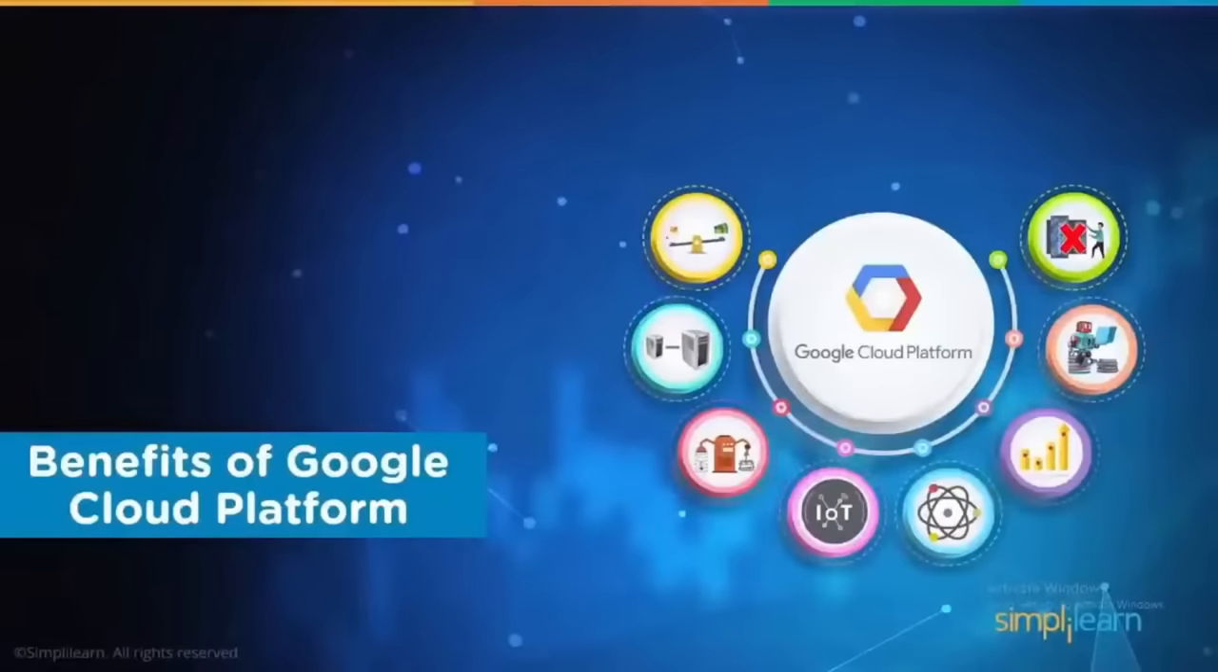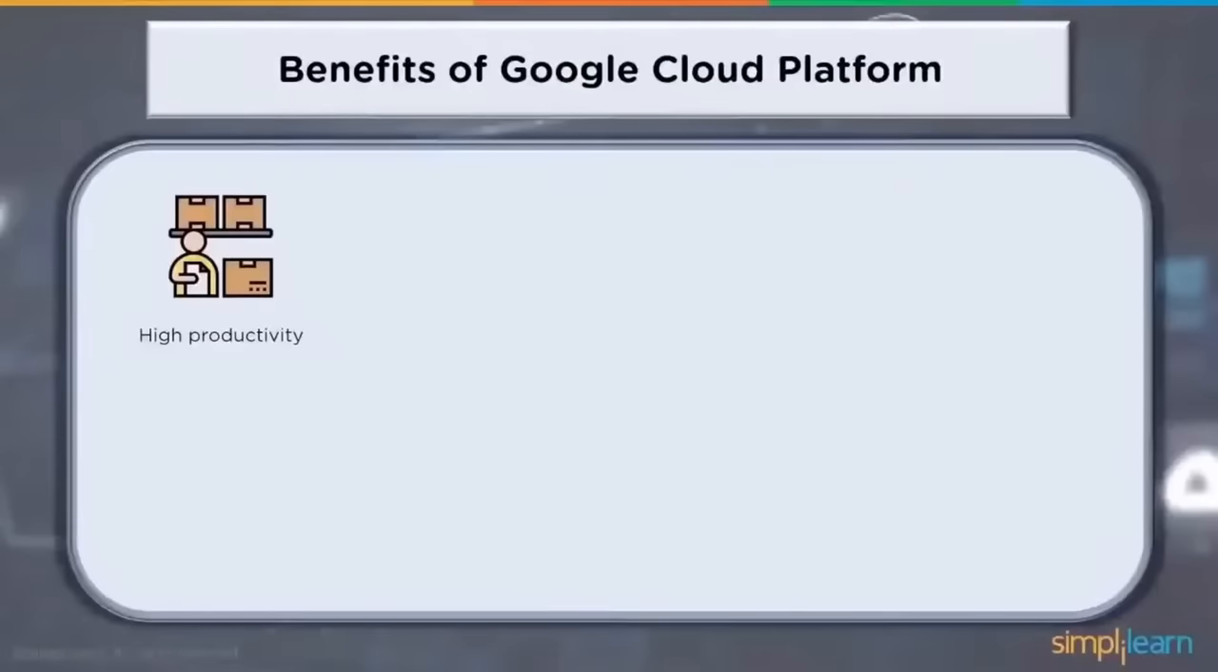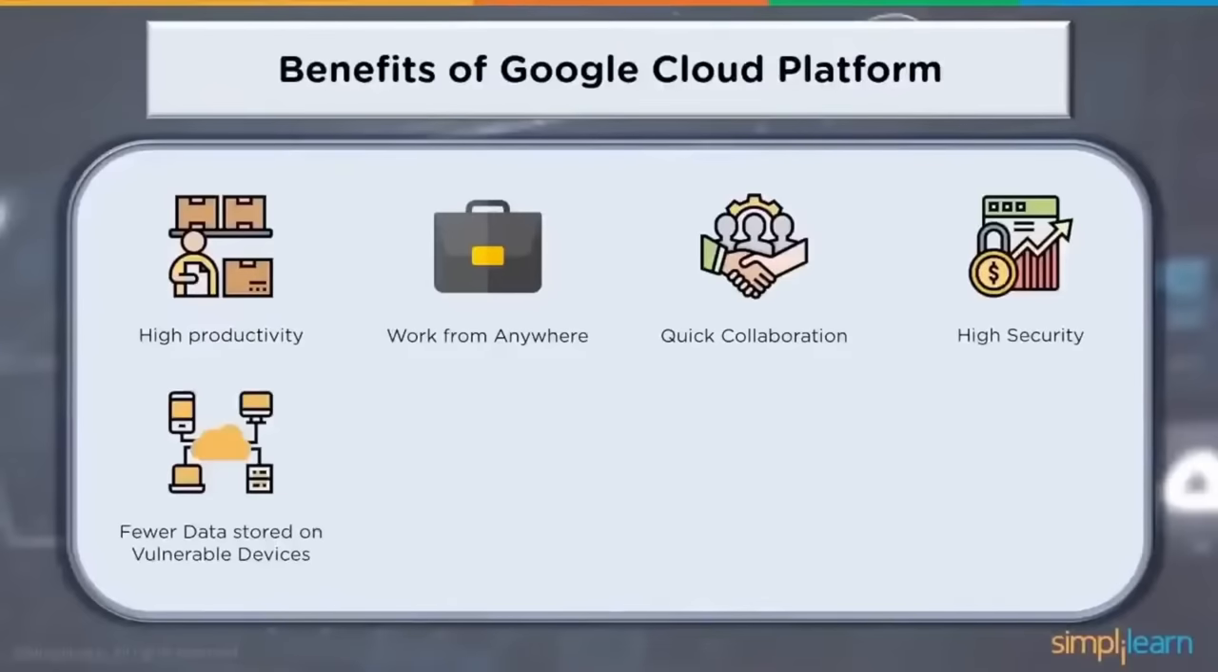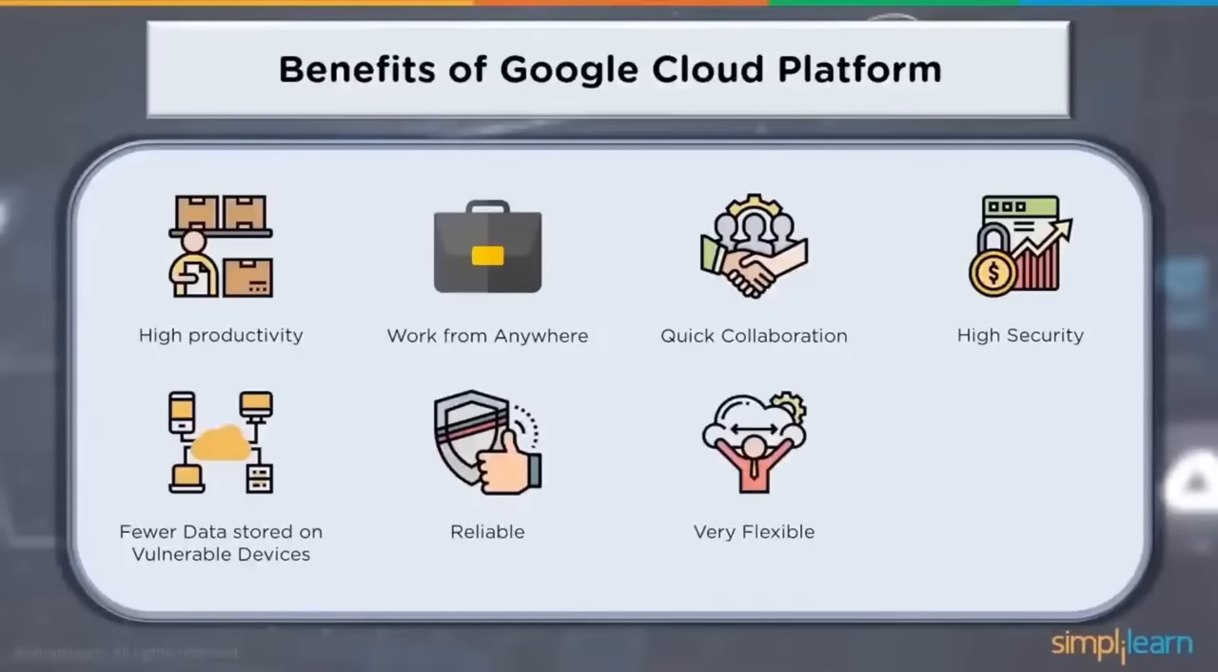Let's learn about the benefits of Google Cloud Platform, such as high productivity, working from anywhere, quick collaboration, high security, fewer data stored on vulnerable devices, and reliable resources which can be used across the organization, across geographical regions, across countries. It is also very flexible, which allows organizations to scale up and down as demand rises or declines, and it offers cost-effective solutions for various use cases. These are some of the benefits.